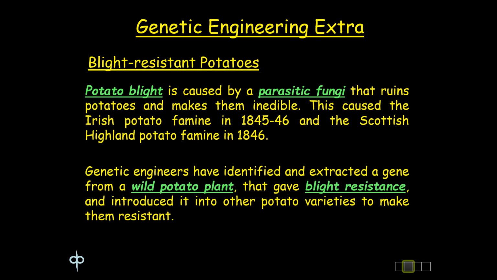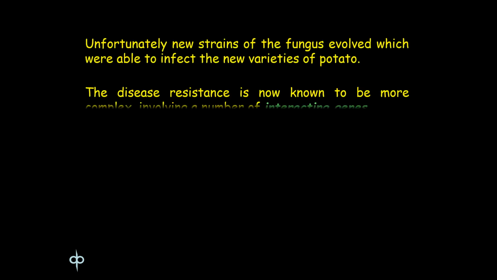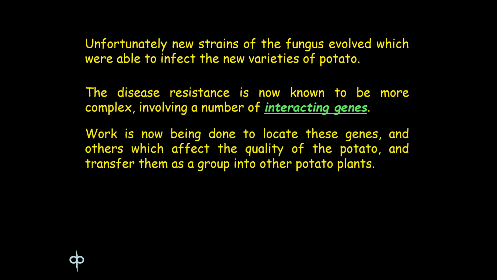So genetic engineers have identified and extracted a gene from a wild potato plant that gave blight resistance and introduced it into other potato varieties to make them resistant, so they no longer were able to be attacked by this parasitic fungus and were no longer inedible. Unfortunately, new strains of the fungus evolved which were able to infect the new varieties of potato.